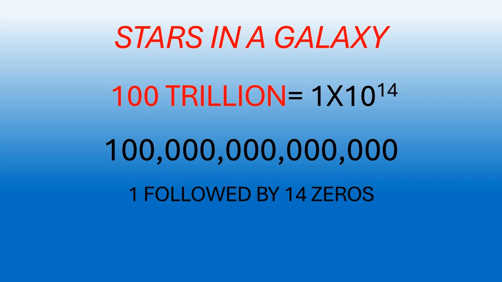Now, a super galaxy is composed of about 100 trillion stars that are similar to our sun. And this is what the number 100 trillion looks like. It's 1 times 10 to the 14th power, which is the number 1 followed by 14 zeros.